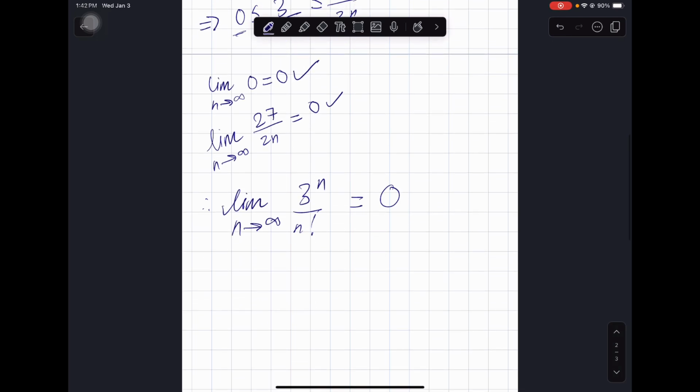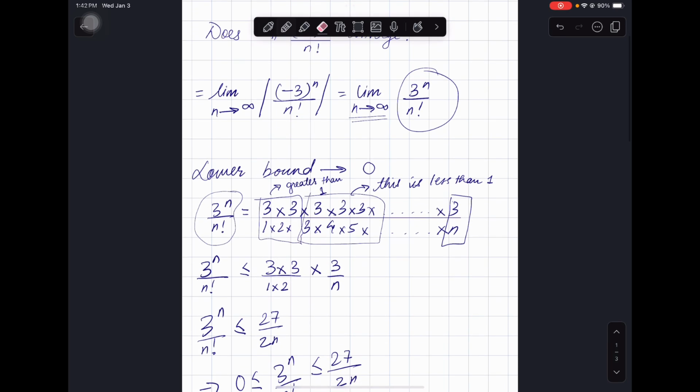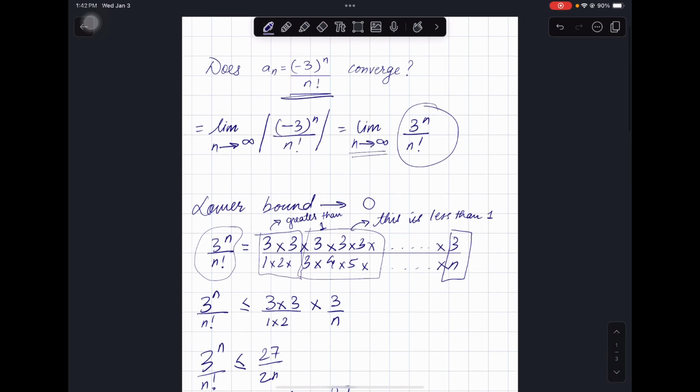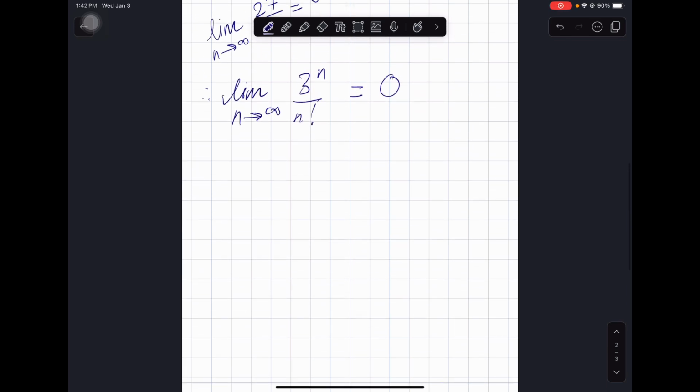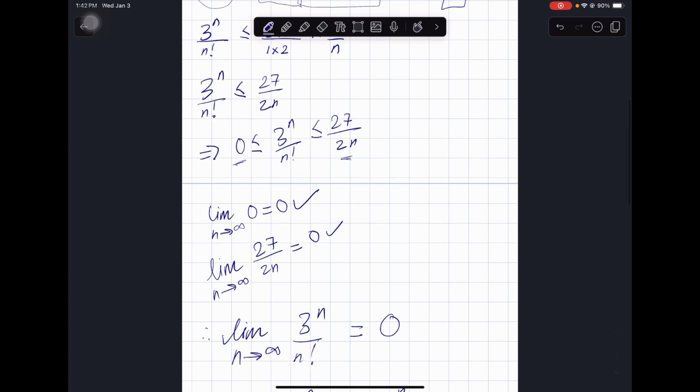But the question was not to find the limit of this, whether this converges to 0 or not. The question was to find the limit of this. But since I already mentioned the corollary in the beginning of the video, we can say that limit n tends to infinity of 3 to the power n over n factorial will be equal to the limit of this, which is equal to 0. Therefore, it converges to 0.